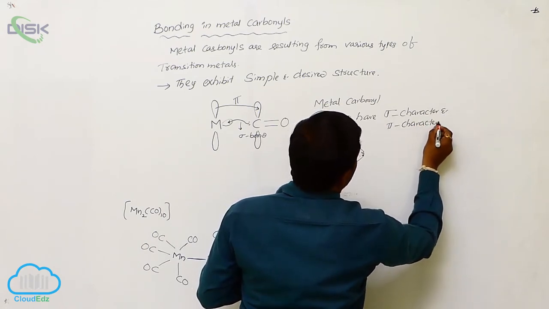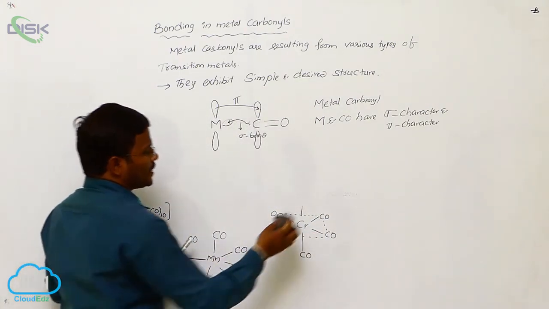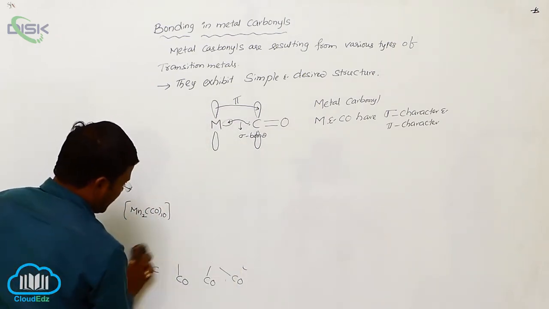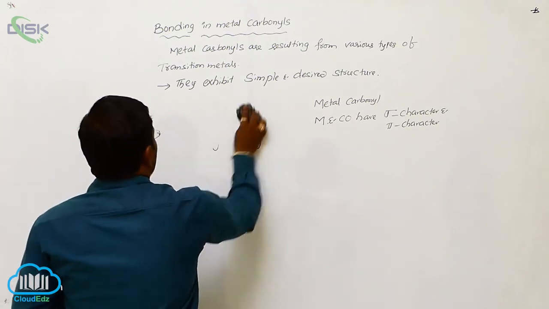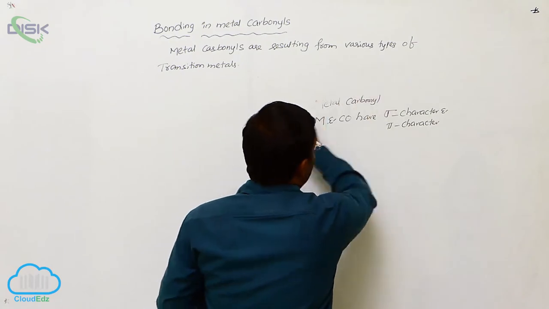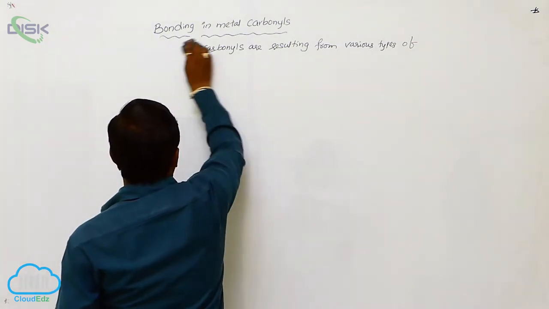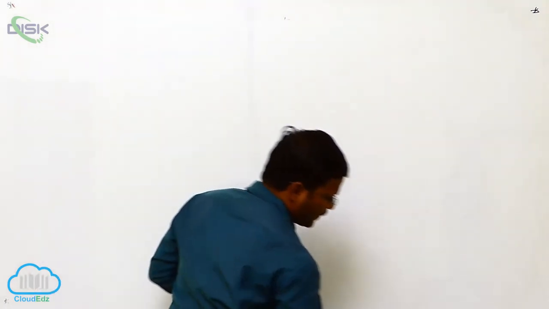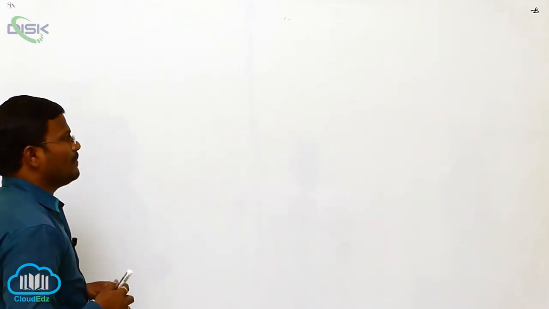Sigma character and pi character are identified to be present in metal carbonyls. So this is bonding in metal carbonyls. Once again, only one type of ligand is present in this type of coordination complex, that is carbonyl, CO. These CO species bind with different types of transition metals to produce a wide variety of metal carbonyls.